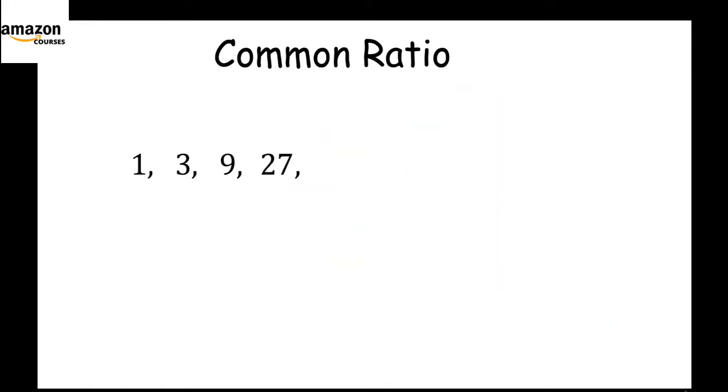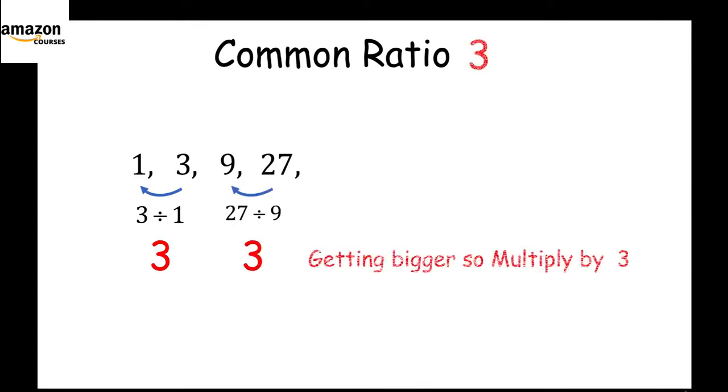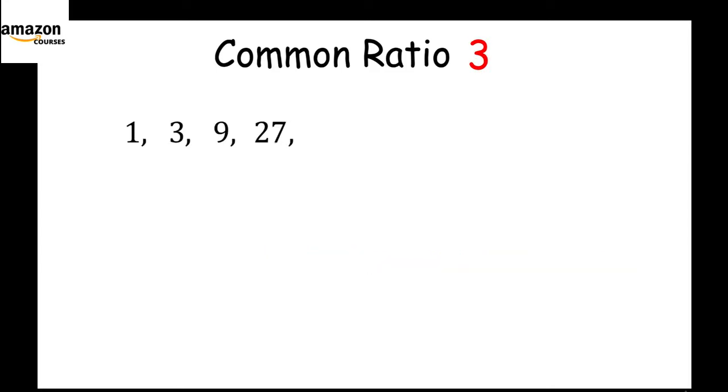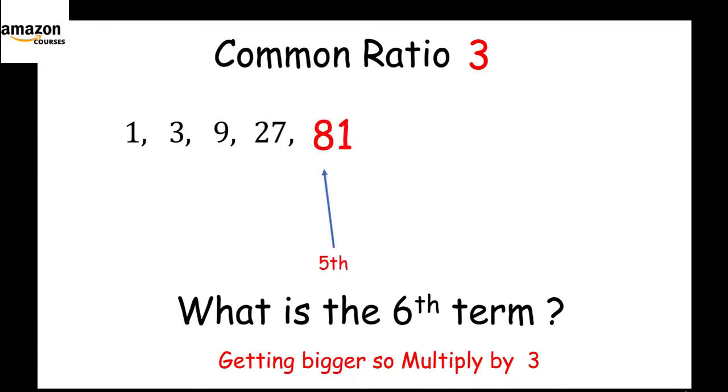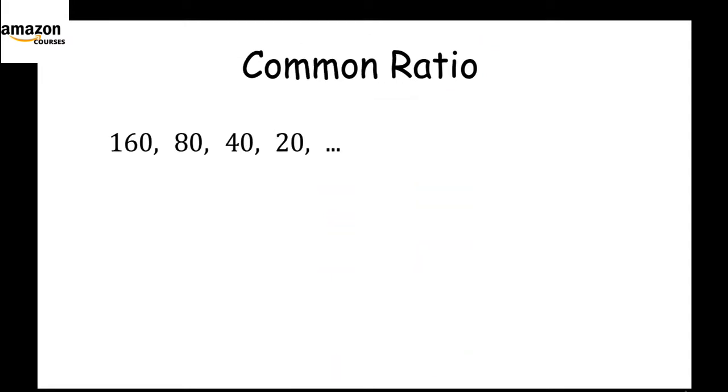Look at this string of numbers. They're getting larger. Let's take 3 divided by 1. That's 3. Let's try 2 more. 27 divided by 9. That's 3. So the numbers are getting multiplied by 3. They're getting larger. So if I want to know what's the 6th term here, I would just multiply by 3. So 3 times 27, 81 for the 5th term, and the 6th term will be 3 times the 81. There you go.